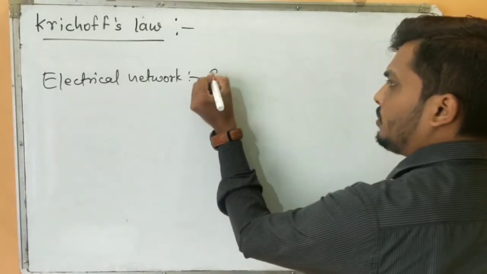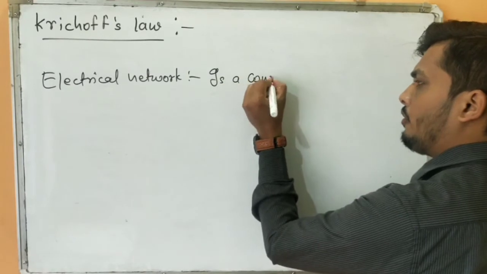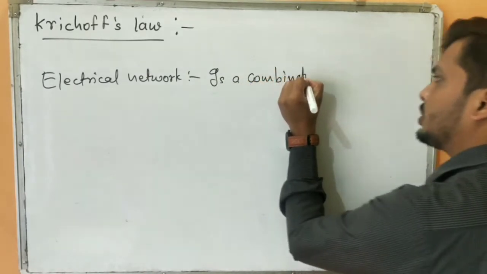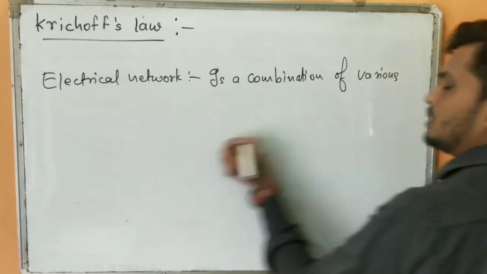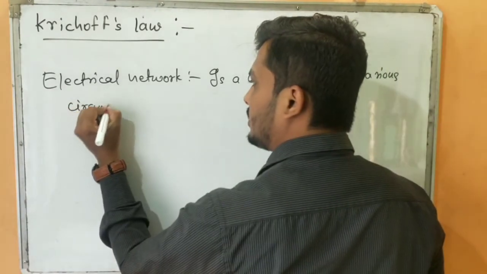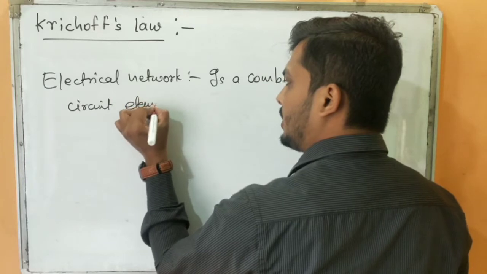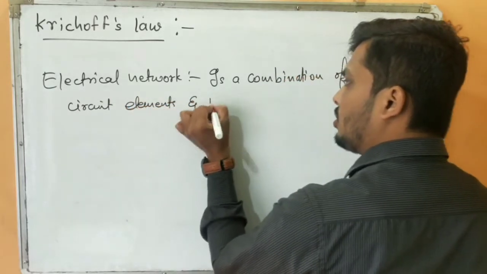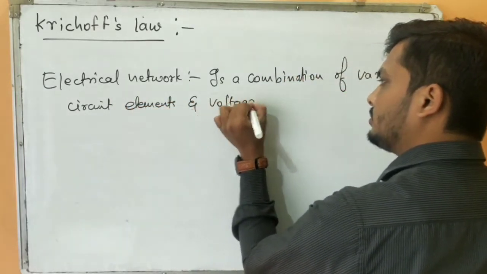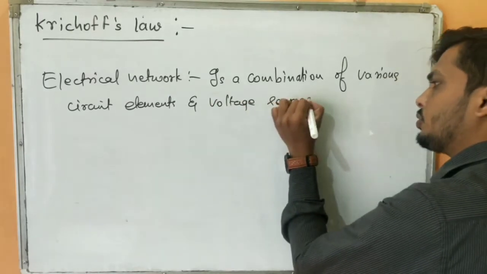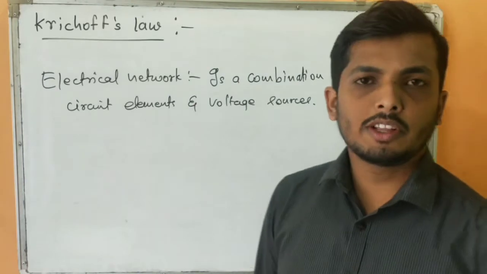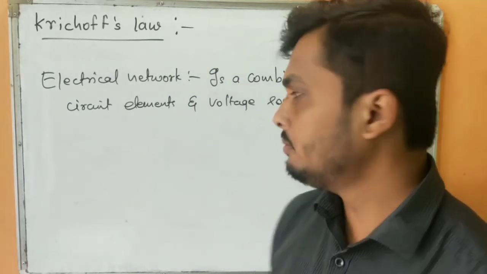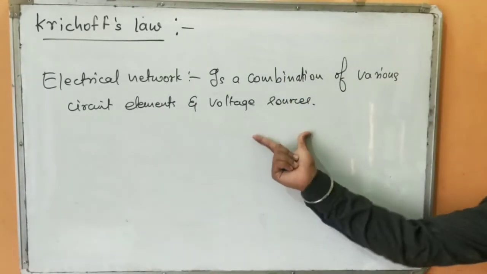An electrical network is a combination of various circuit elements and voltage sources. So the first thing you should know is what electrical networks are. Electrical networks are the combination of various circuit elements and voltage sources.